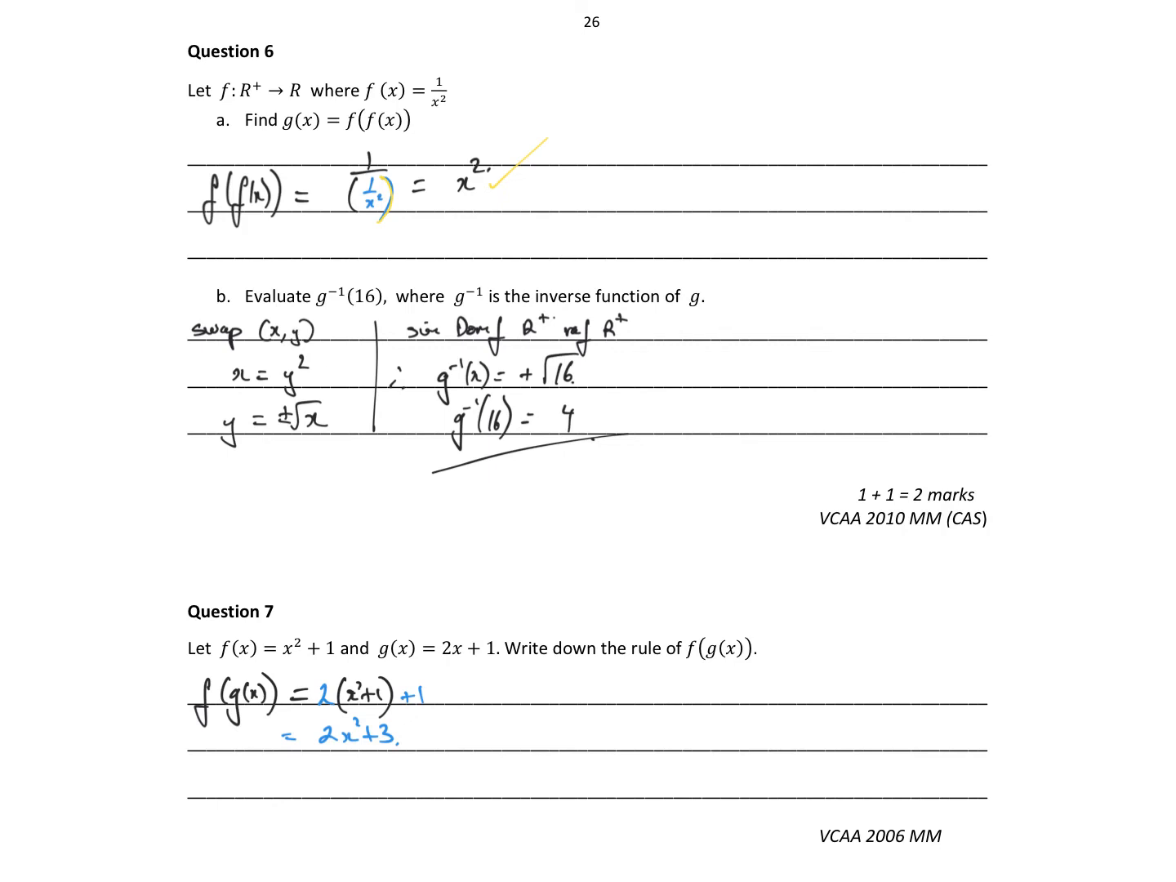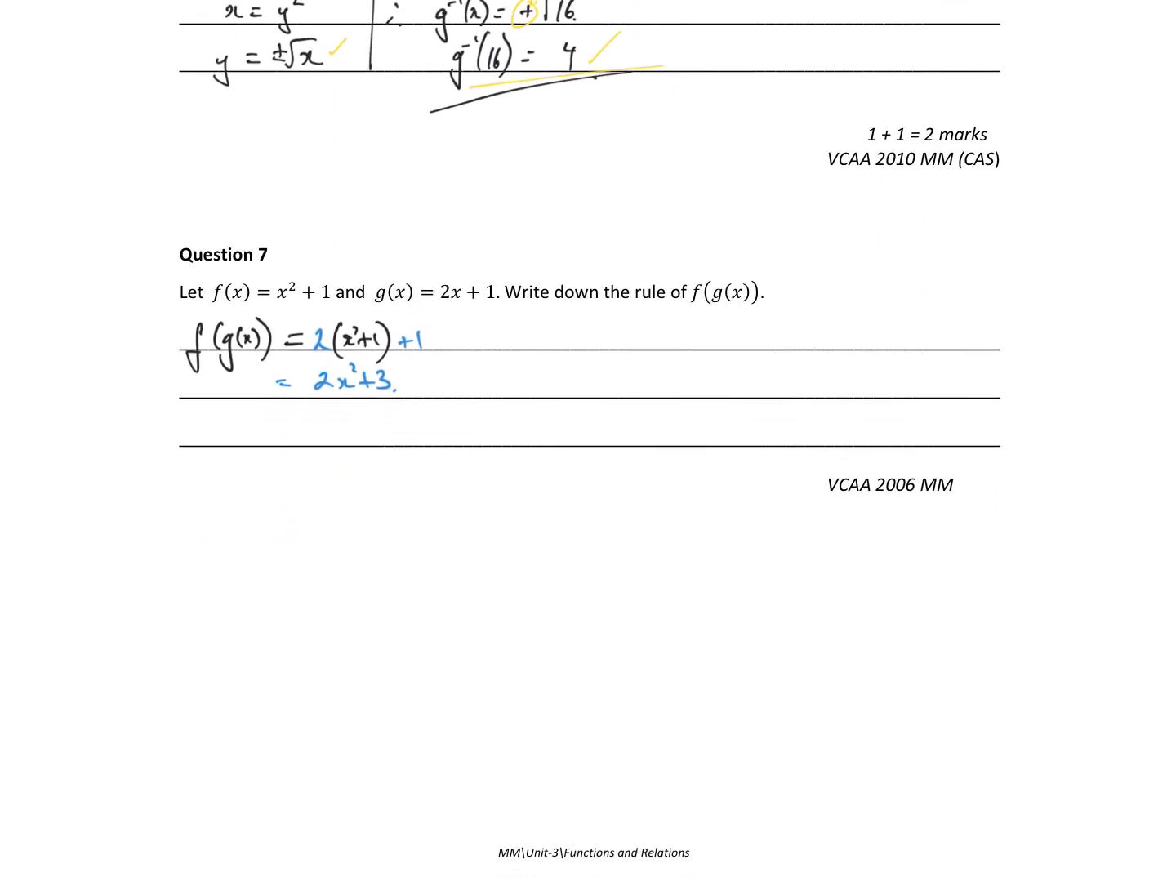Evaluate the inverse function, g inverse, if g inverse is the inverse of g. So g of x is in fact x squared. So y is equal to plus or minus root x if I rearrange. So the inverse function, given the domain of f of x is R plus, which implies the domain of g of x is going to be R plus as well. So we're going to take the positive square root. So g inverse of x is equal to the positive square root of x. And so if I substitute 16 in there, I get 4.